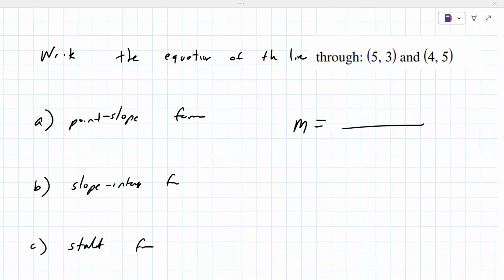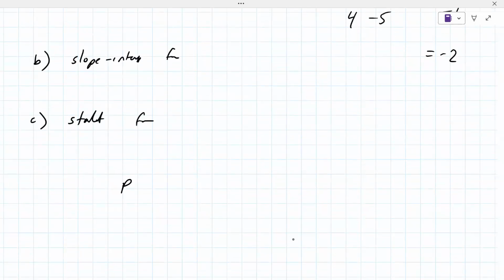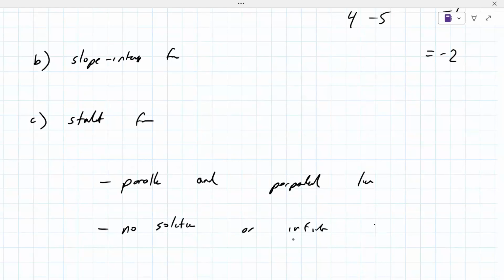All right, so we are basically running out of time here. So slope is 5 minus 3 over 4 minus 5, which is 2 over -1, or -2. So we'll leave off on this question, and next time we might talk about parallel and perpendicular lines. We might even talk about lines with no solution or infinite solutions, depending on what you have or don't have for me on Wednesday. So let's go ahead and stop here.